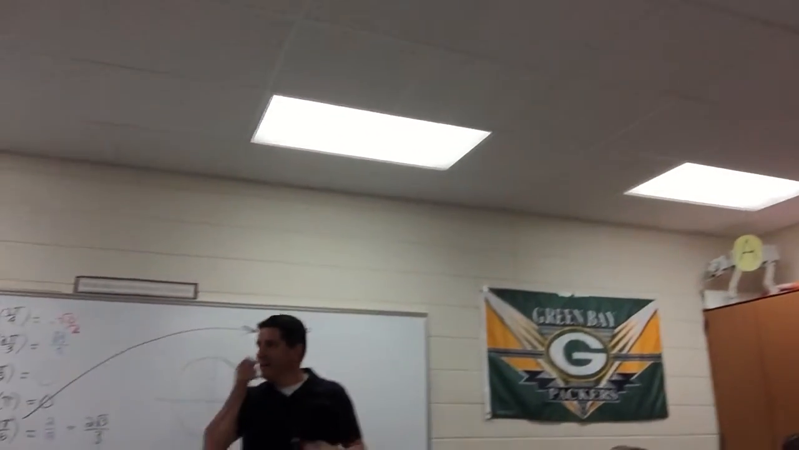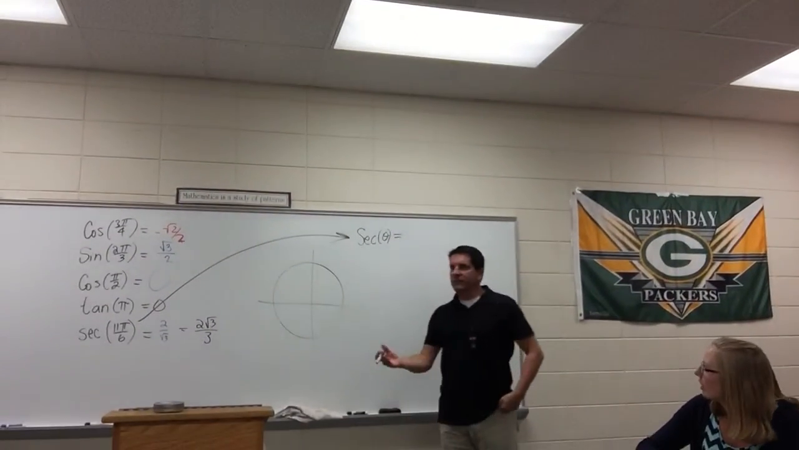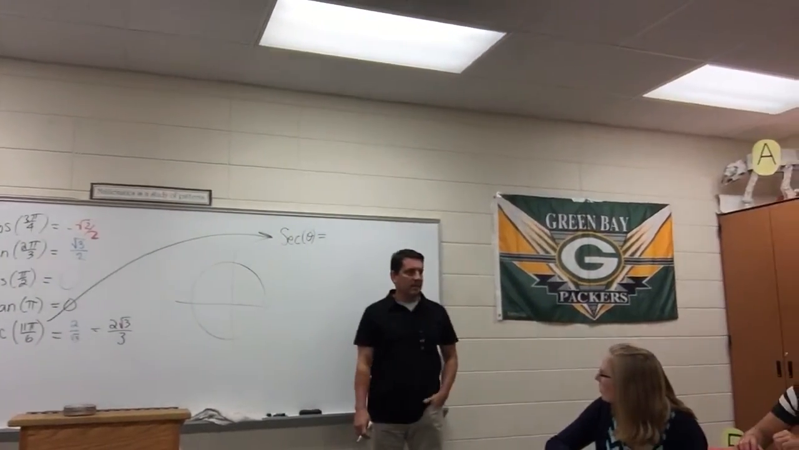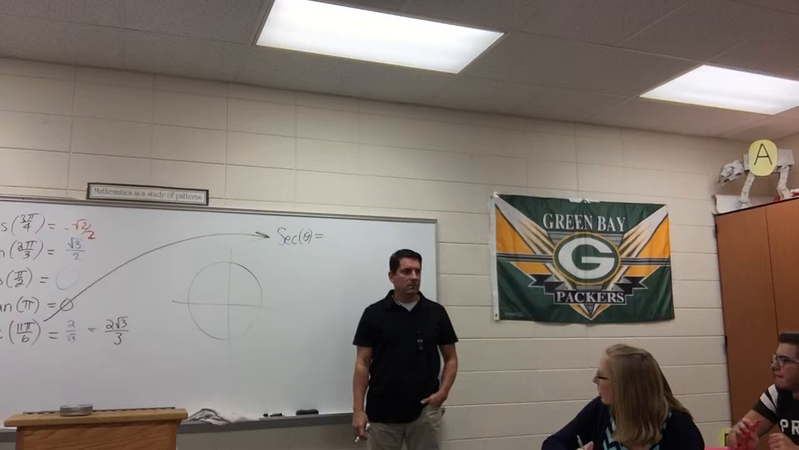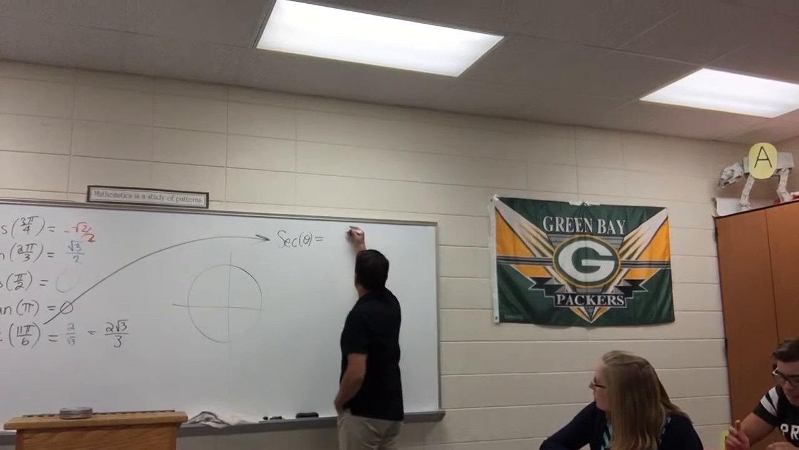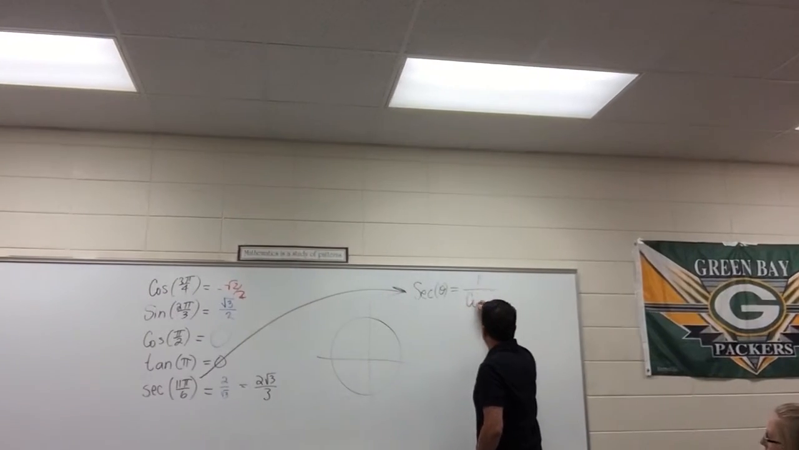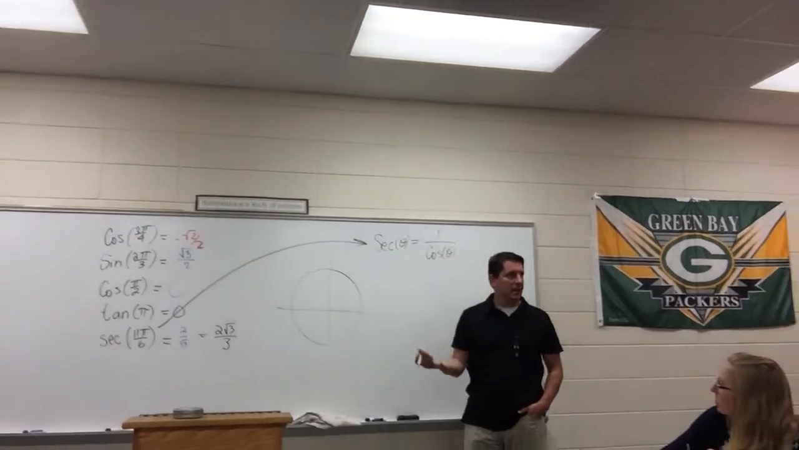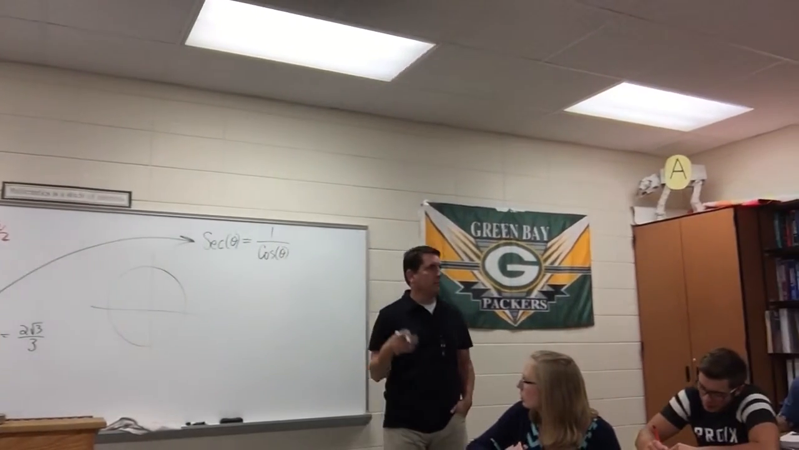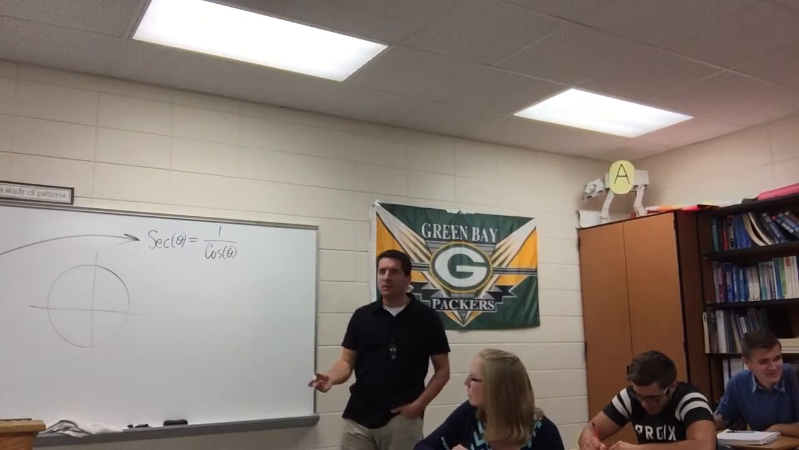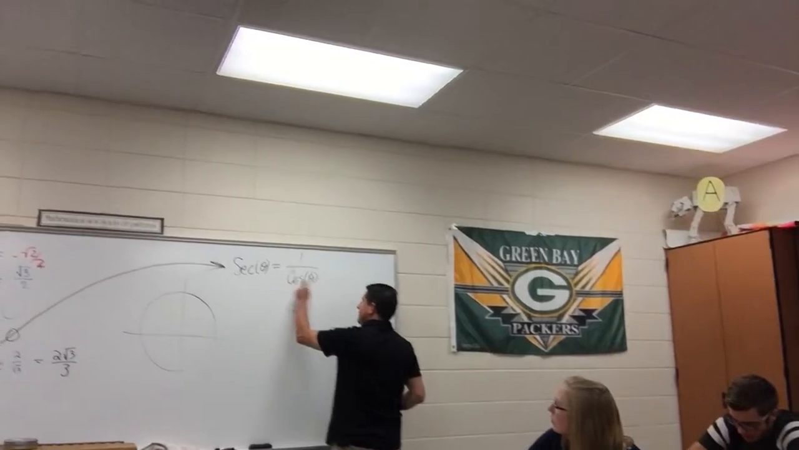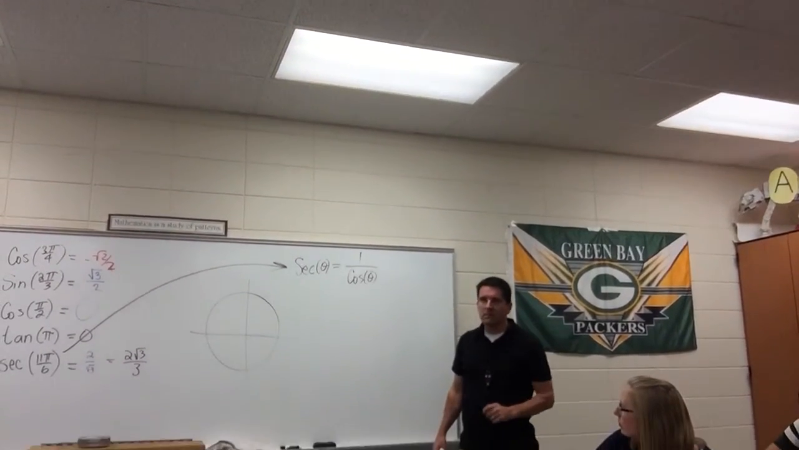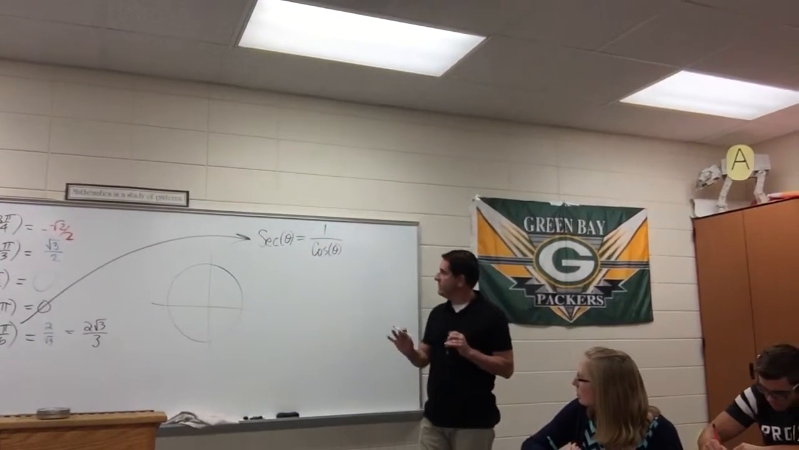Okay, let's figure this out. Do we have a definition for what the secant of theta is? 1 over the cosine of theta. Okay? Now we didn't define that. Somebody else defined that for us. They said, here's the secant function, and the secant function is defined as 1 divided by the cosine function. Okay, that's what it is.